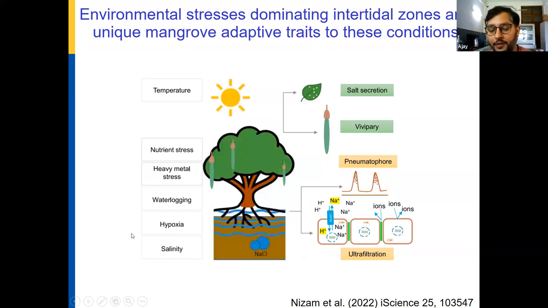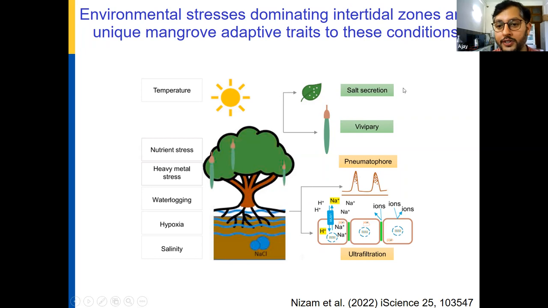Salinity is the number one stressor in this kind of habitat. Then hypoxia, because there is always water logging, and mangroves are always submerged in the water. There is no access to oxygen, so hypoxia is another stress condition due to water logging. Then heavy metal stress, and nutrient stress, and recently temperature stress is also seen as an important stress factor in the mangroves. But inherently these are the important stresses found in the mangrove habitats: salinity, hypoxia, water logging, heavy metal stress, and nutrient stress. And these mangroves have evolved peculiar mechanisms to cope with this.